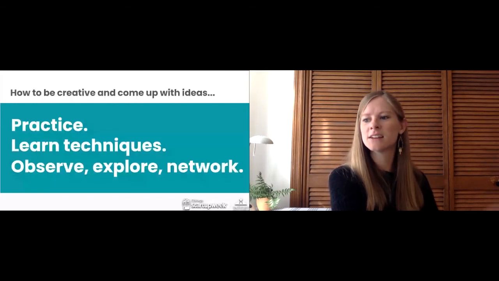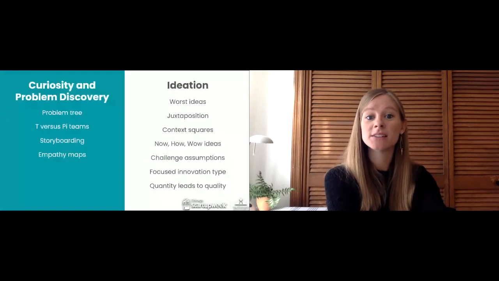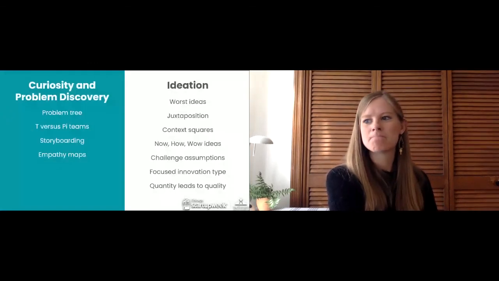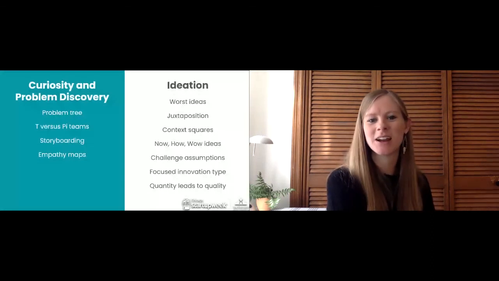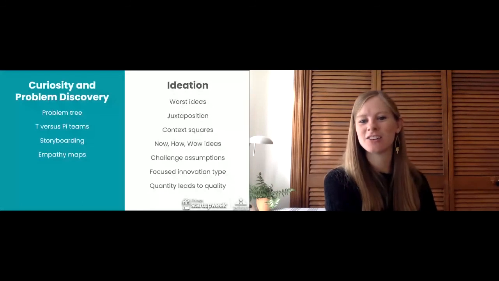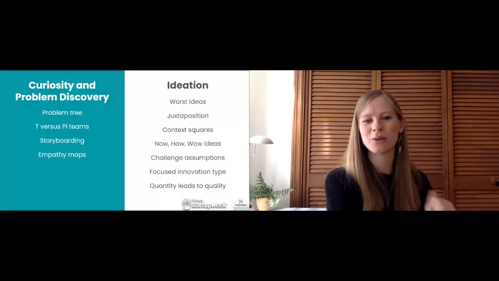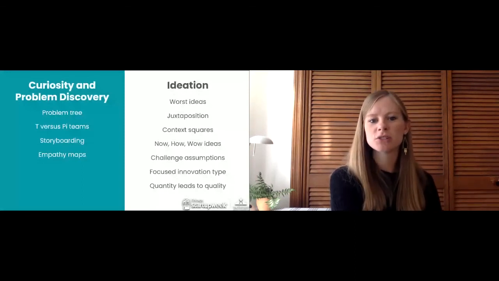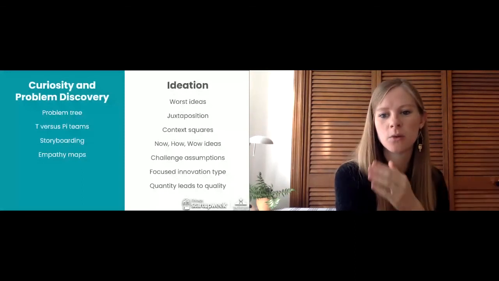And then on the last few slides, I just want to summarize what we learned today. So first, this is a giant list of all those techniques that I walked through today. You could take a screenshot of this, or quickly jot these down. We talked about curiosity and problem discovery: the problem tree, T versus pie, people and teams, storyboarding and experience, empathy maps, ideation, worst ideas, juxtaposition, context squares, now how wow ideas, challenging assumptions, a focused innovation type, and quantity leads to quality.